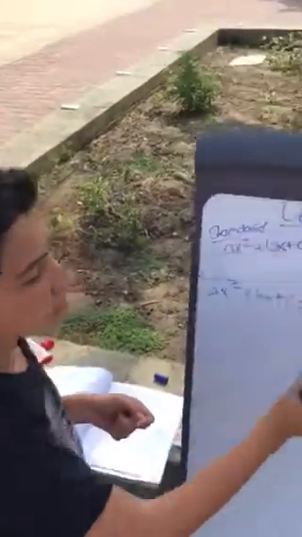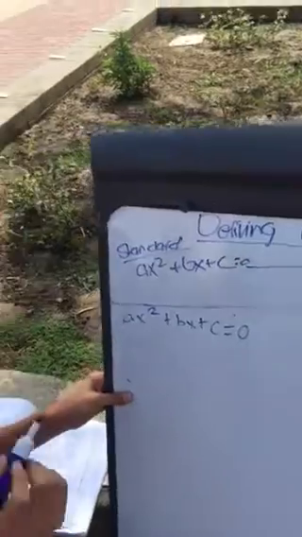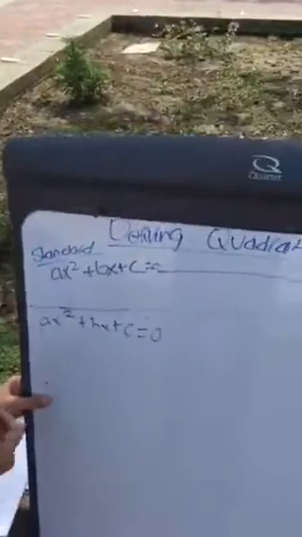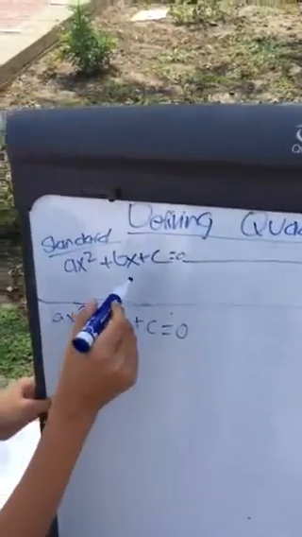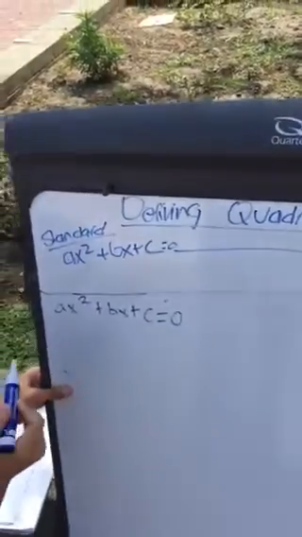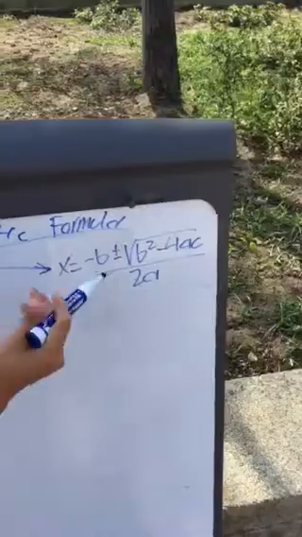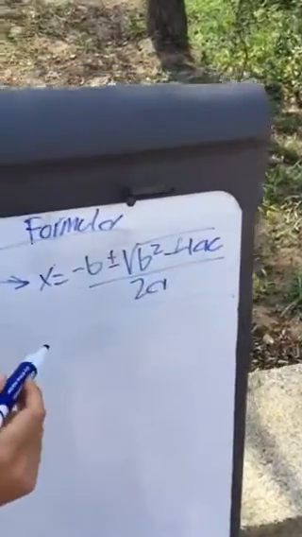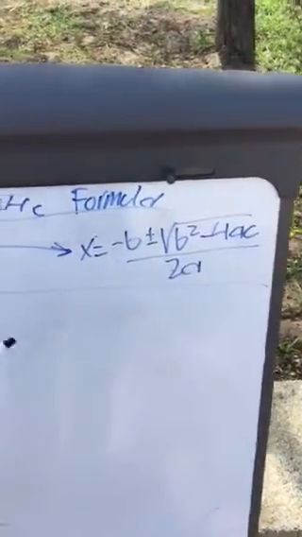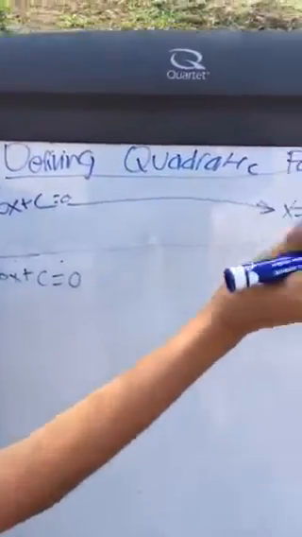Garcia from period 1, and we are going to be deriving the quadratic formula, which essentially means getting the standard form of a quadratic equation, which is ax squared plus bx plus c equals 0, into x equals negative b, which is the quadratic formula. X equals negative b plus or minus the square root of b squared minus 4ac all over 2a.